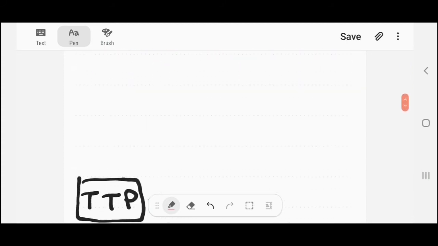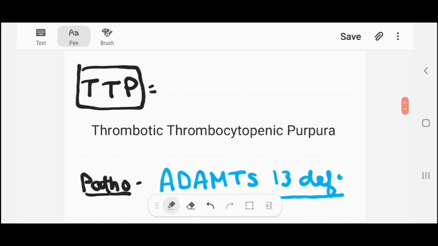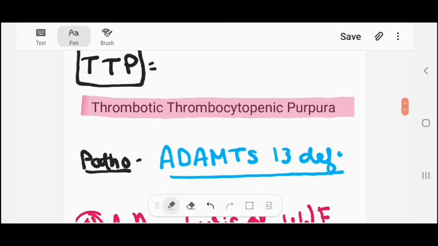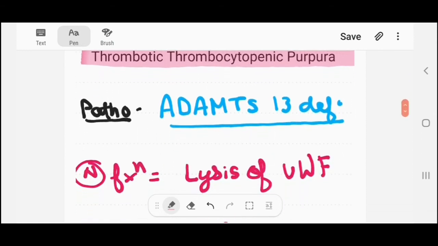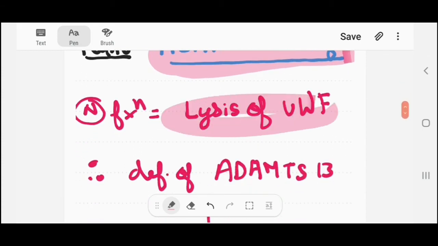This was the topic, guys, ITP. Now coming to the next topic, TTP. TTP means thrombotic thrombocytopenic purpura. What is the pathology behind TTP? In ITP there were antibodies, but in TTP there is ADAMTS13 deficiency. What is ADAMTS13? Guys, this is the factor which causes the lysis of von Willebrand factor, VWF.